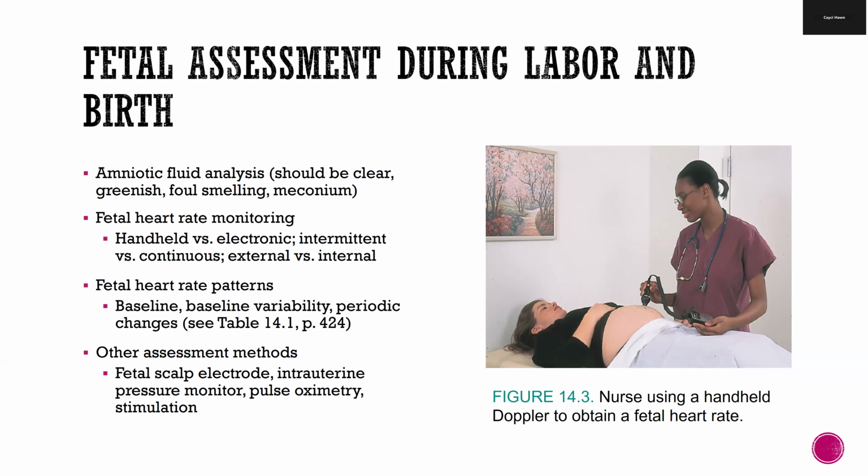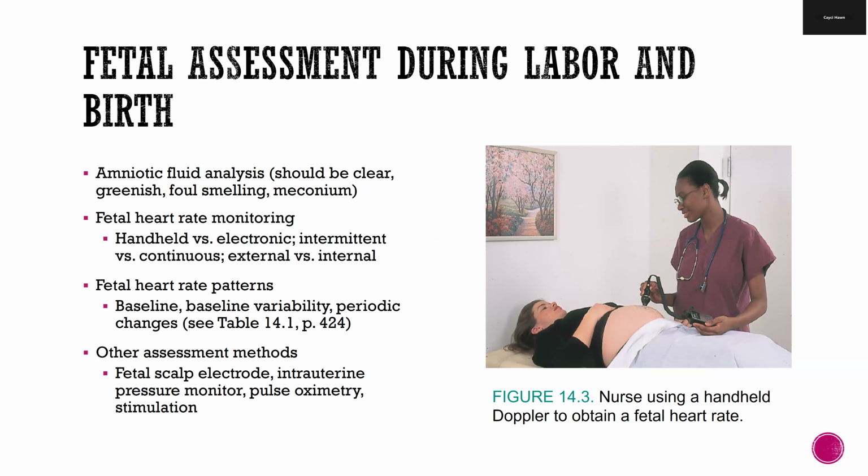Now, when we're looking at baseline variability, that is those irregular fluctuations in the baseline fetal heart rate. It's measured as the amplitude of the peak to trough in the beats per minute. And so we categorize that as absent or undetectable.